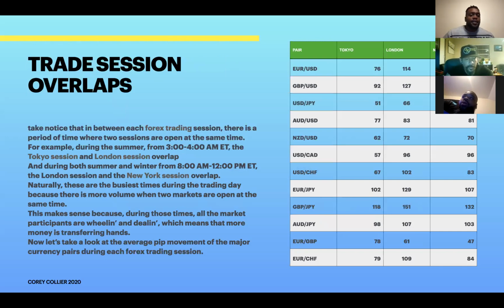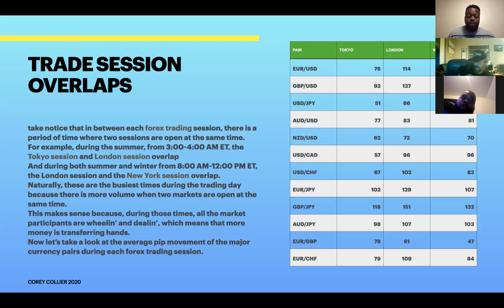Now, trade session overlaps. These are the areas where I told you to pay attention, like the Sydney and Tokyo overlap, London and New York overlap. Take notice though that in between each Forex trading session, there's a period of time where two sessions are open at the same time. For example, during the summer, in between 3 and 4 a.m., the Tokyo session and London session overlap.